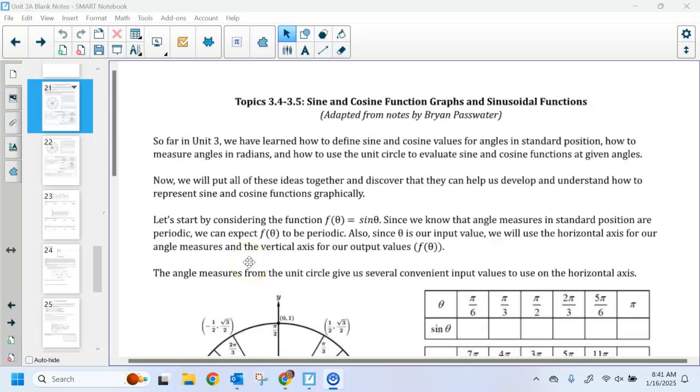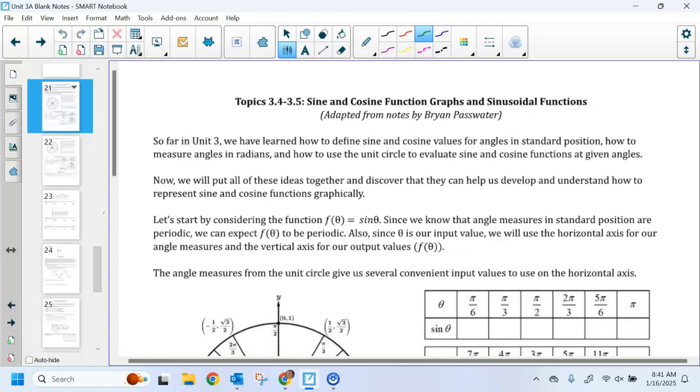All right, this lesson is going to be about graphing sine and cosine functions, also known as sinusoidal functions. So far in this unit, we've learned to define sine and cosine for angles in standard position. Keep in mind that an angle in standard position is one where we start on the positive x-axis and then move counterclockwise through quadrants 1, 2, 3, and 4.